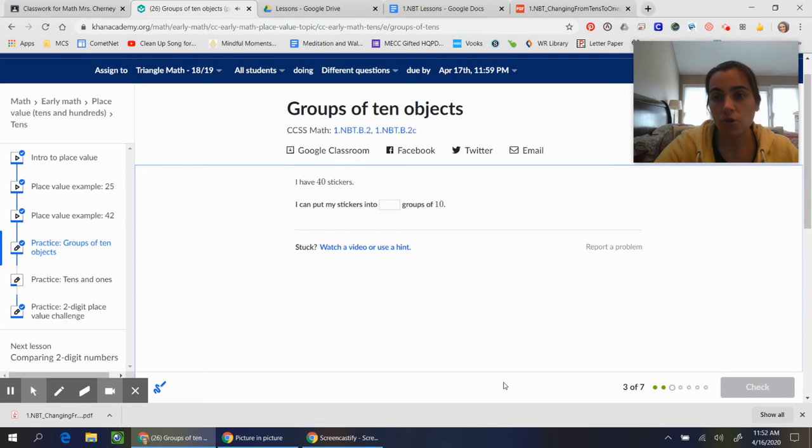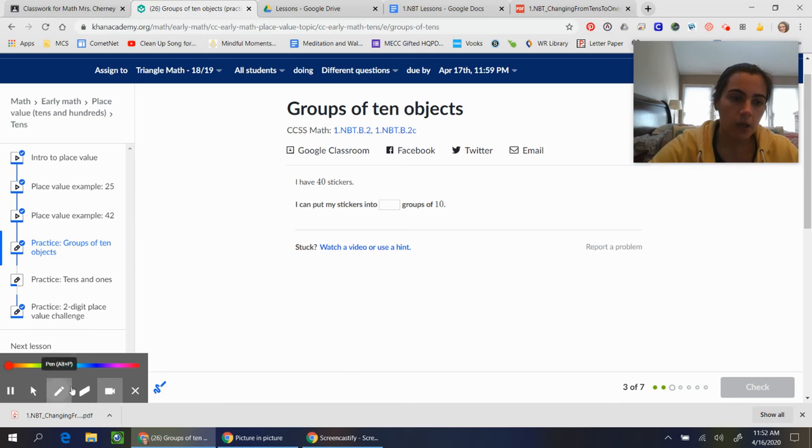Okay, and just so you know, you might get different questions in this. They're kind of randomized, but this is just a way to get your brain thinking about them. I have 40 stickers. I can put my stickers into blank groups of 10. So here we are. Once again, you've got to figure out how many groups of 10 are in 40. And the way that I'm going to solve it is I'm going to once again draw out 40. But you could do this with your base 10 blocks. Okay, so if your parents printed those, you could build 40 with your base 10 blocks.